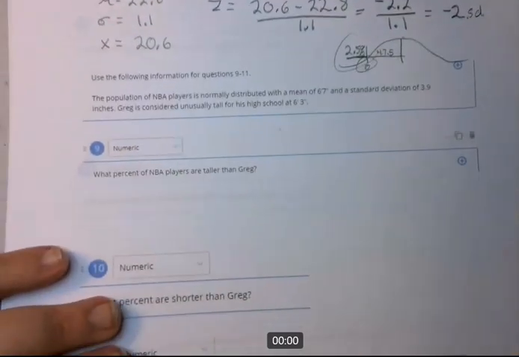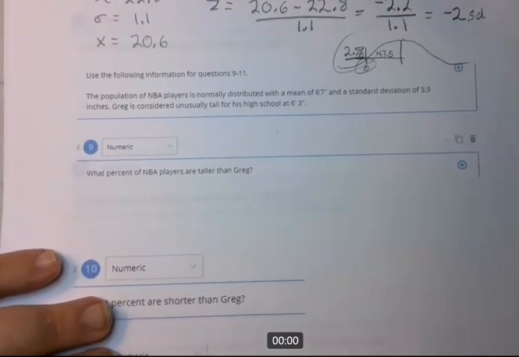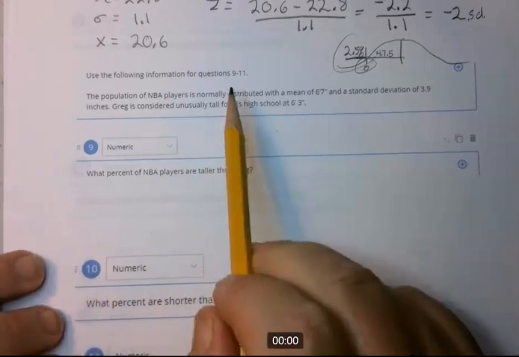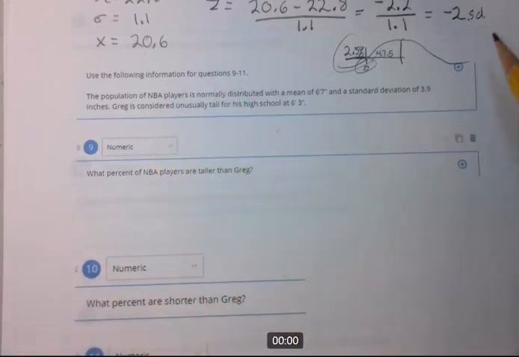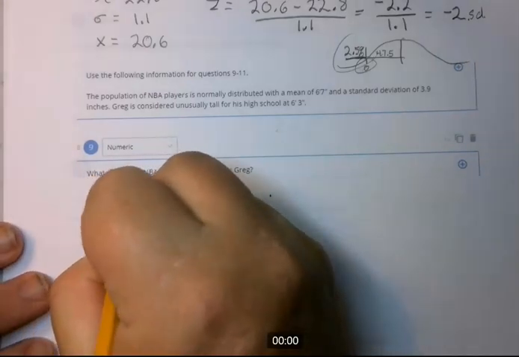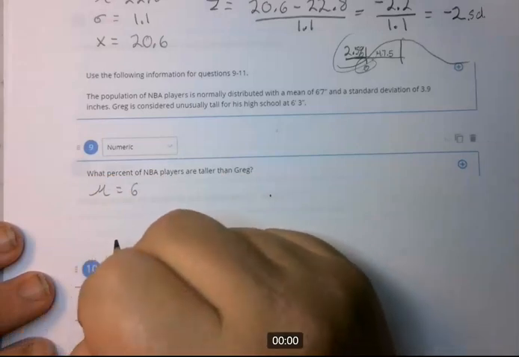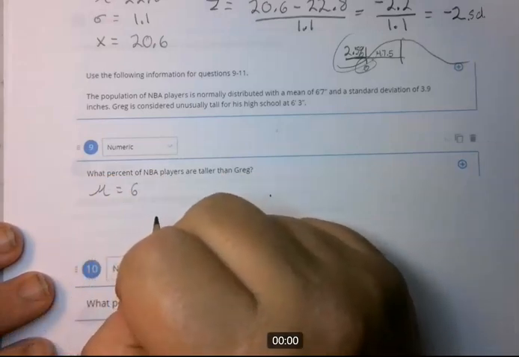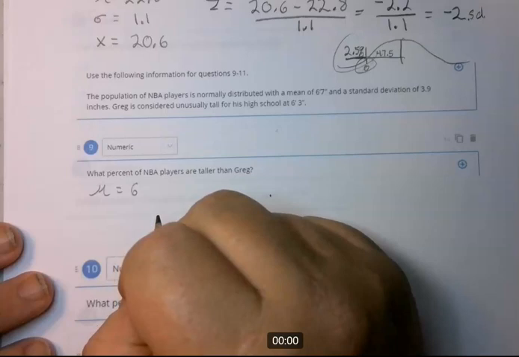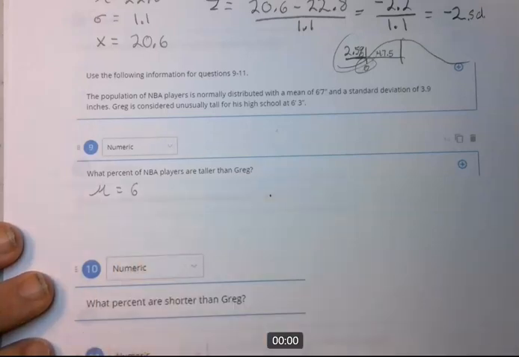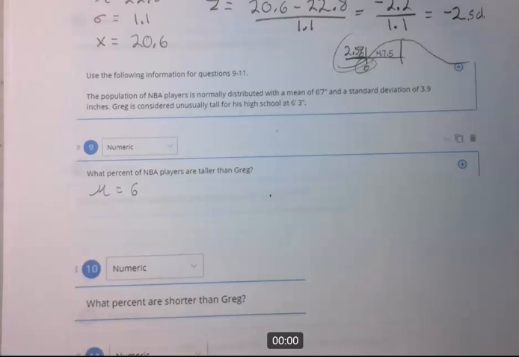Okay, now for 9 through 11, we're going to use this information. The population of NBA players is normally distributed with a mean of 6.7, or 6 feet 7 inches, and a standard deviation of 3.9 inches. Greg is considered unusually tall for his high school at 6.3.